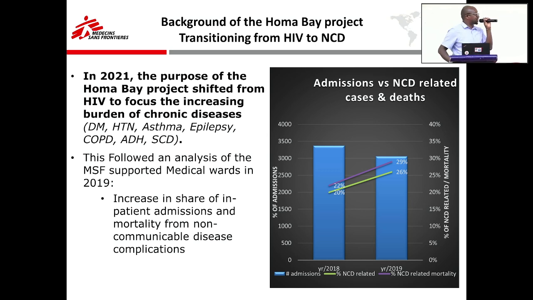So advanced HIV, because still Homa Bay, as I said yesterday, when we went there in 1997, the prevalence was 35%. In 2023, it was 15.3%. So still we have a high prevalence of HIV in Homa Bay.